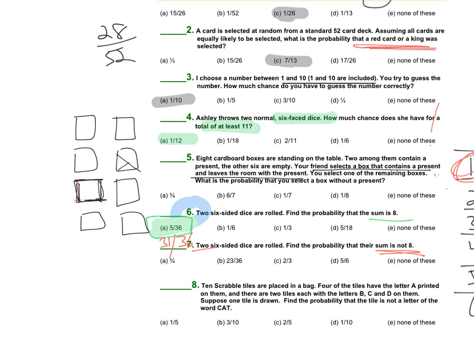So here it says you select one of the remaining boxes. What's the probability that you select a box without a present?